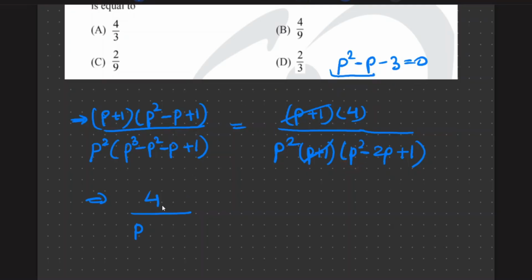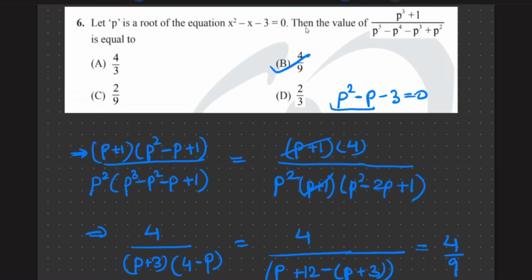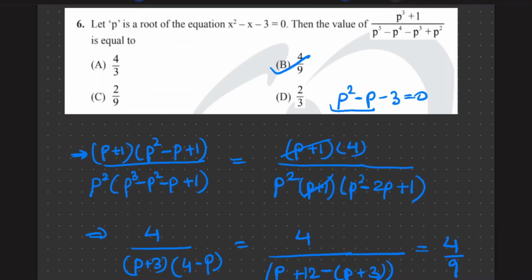Okay, so we'll be having p plus 3 times, this would be 4 minus p. Okay, so what will be left with is 4 by, let us write the coefficient of p first. It will be p plus 12 minus p square. So minus of, let us write p square as p plus 3 itself. So we'll be having the answer as 4 by 9. That's it. We have our answer, it is B. So let us proceed on to the next question.